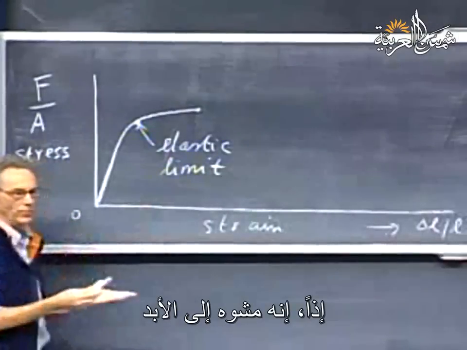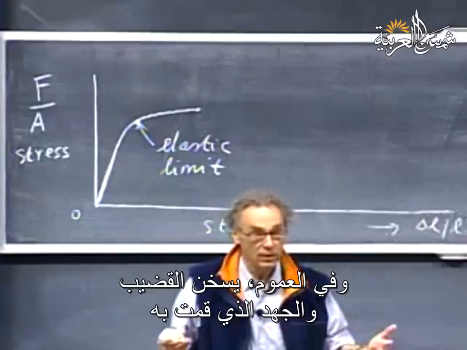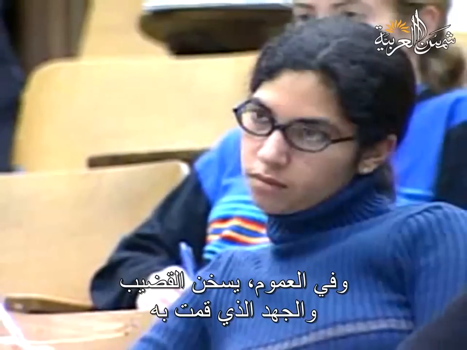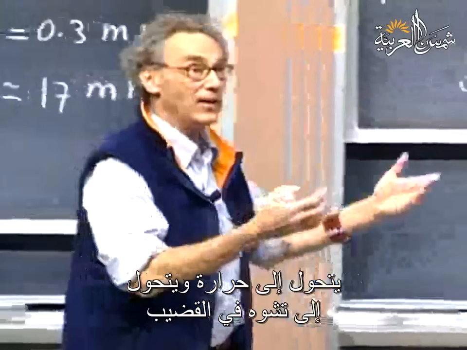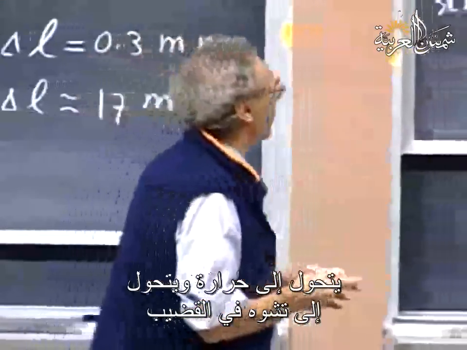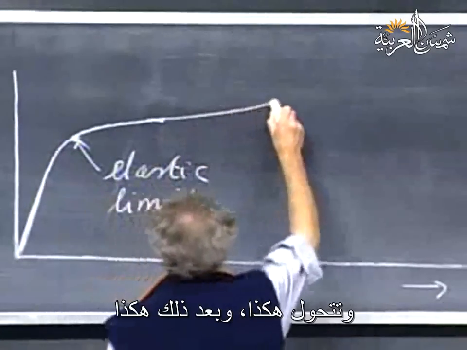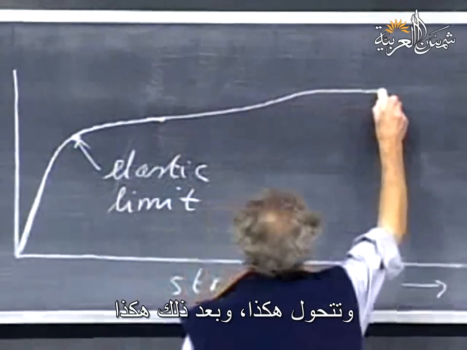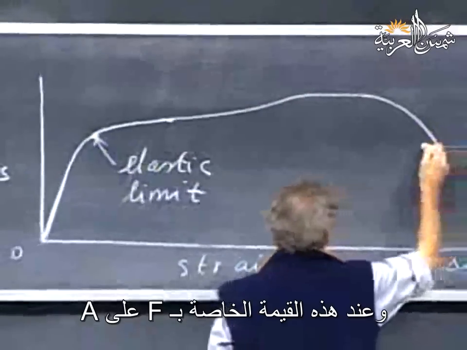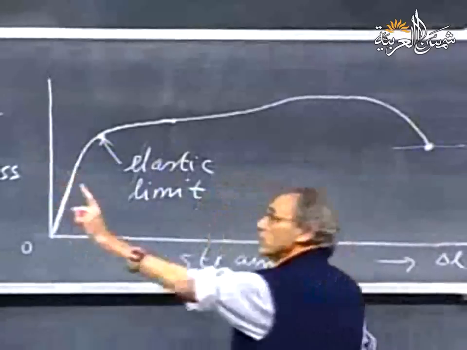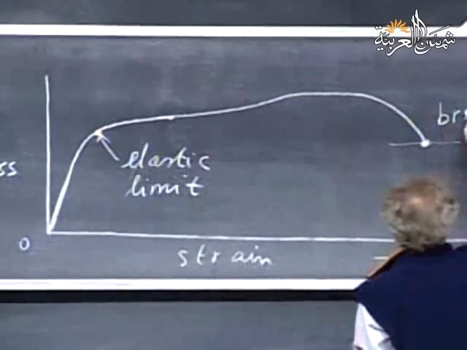So it's permanently deformed. And in general, the rod gets hot, and the work that you have done goes into heat and goes into the deformation of the rod. And so it goes like this, and then it goes like this, and here it breaks. At this value for F over A, which is that third column there, it will break.